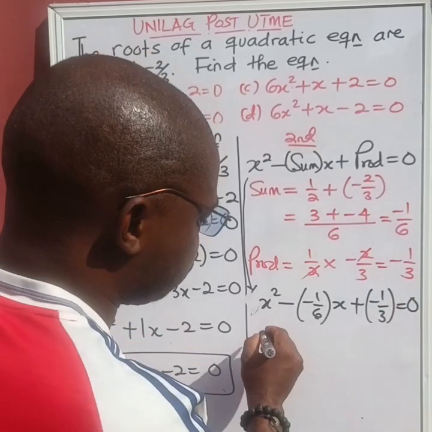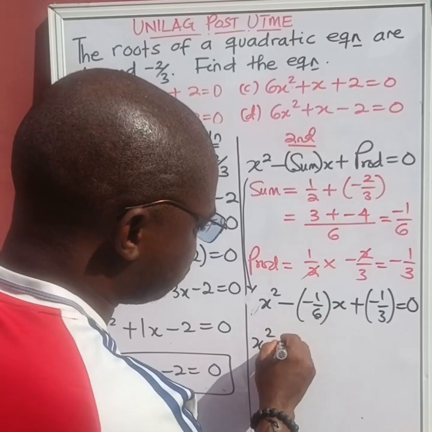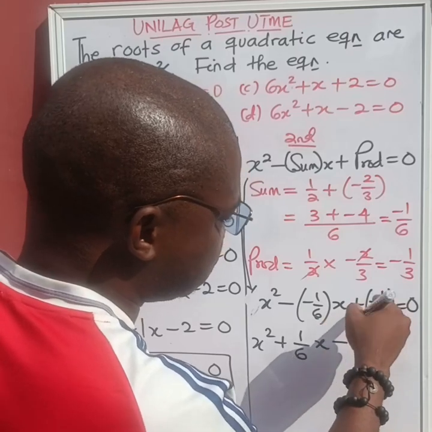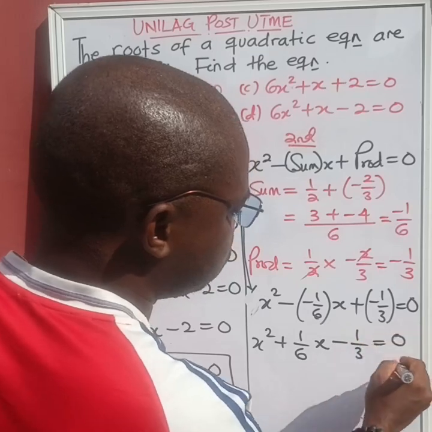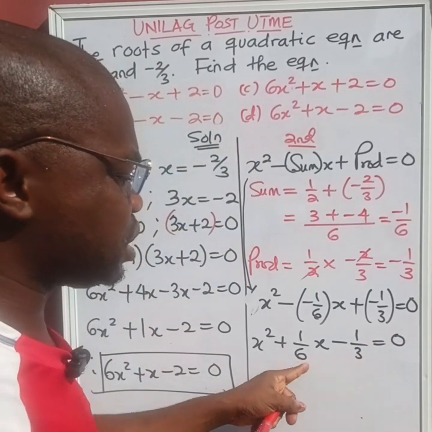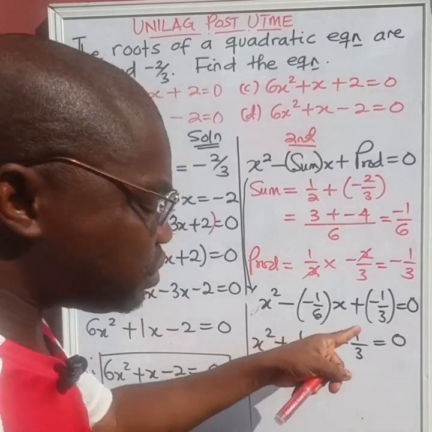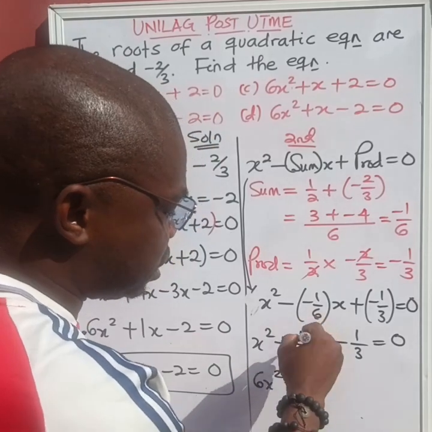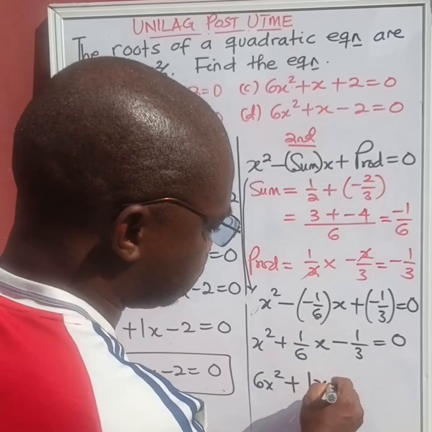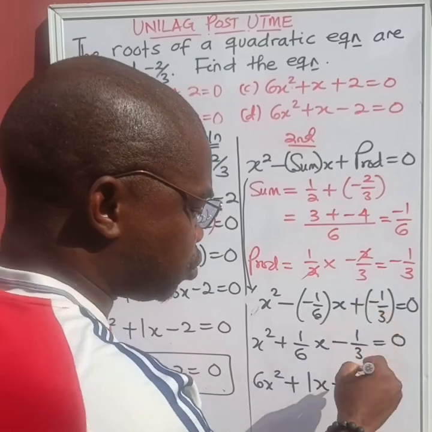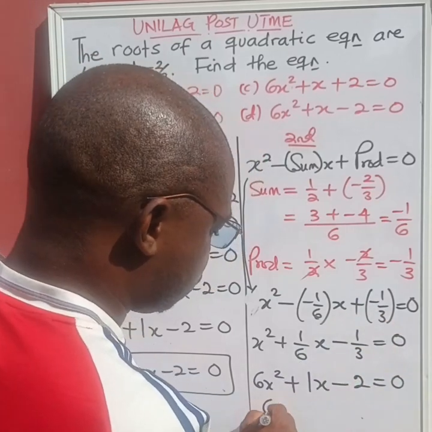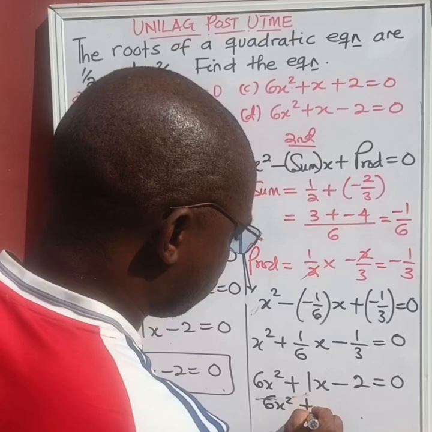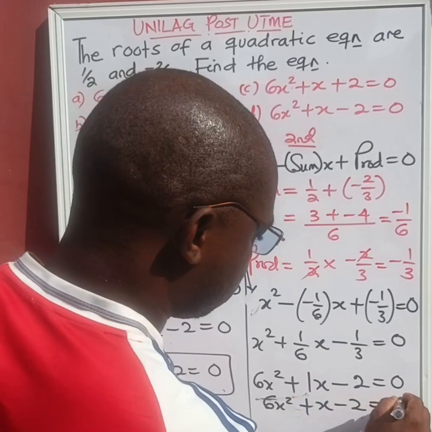And that gives us something very sweet. X squared, this and this gives us plus 1 over 6x, then minus 1 over 3 equals 0. Multiply through by the LCM of these two denominators, which is 6. Multiply each of them by 6. 6 multiplied by this one gives us 6x squared, plus 6 multiplied by this one cancels, gives us 1x, minus 6 multiplied by this one times 2 gives us 2 equals 0. So 6x squared plus x minus 2 equals 0.